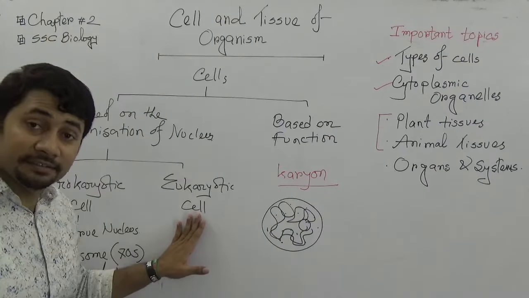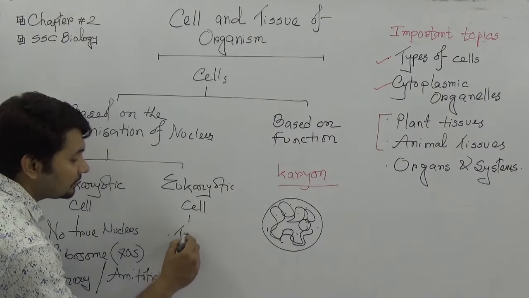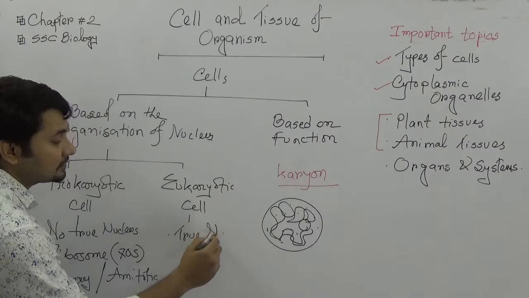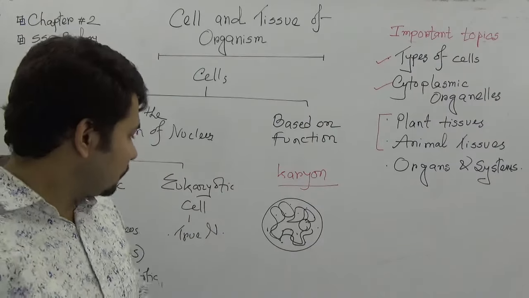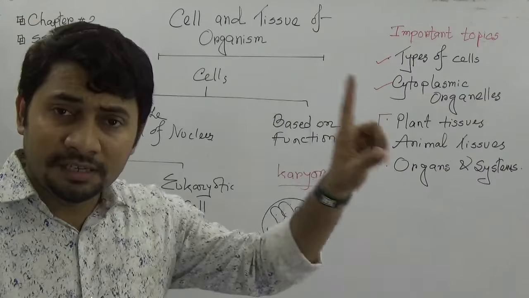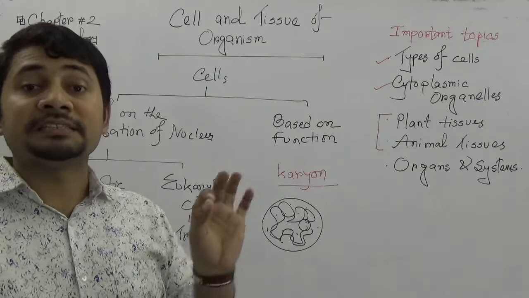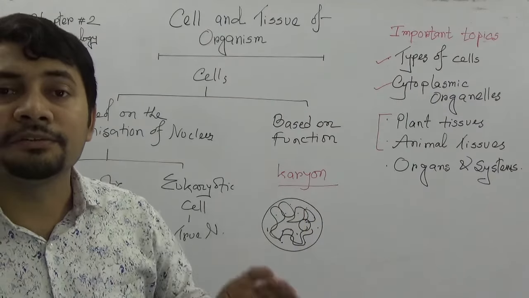But in the eukaryotic cell, there is a true nucleus. True nucleus means the nucleus which is fully structured. So in a eukaryotic cell there is a true nucleus wrapped with the nuclear membrane. Inside there are nucleoplasm, chromatin fiber and nucleolus.